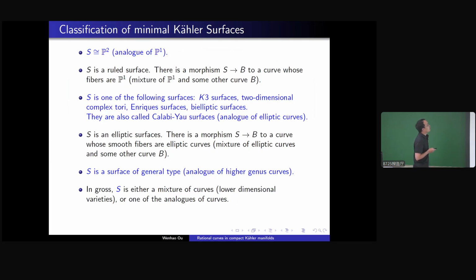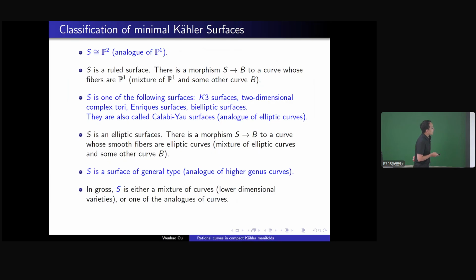And the second one, I have a list. These surfaces can also be called Calabi-Yau surfaces. And I say they are analogs of elliptic curves. Indeed, these surfaces are Ricci flat due to Yau's theorem, and so that means their curvatures are flat, which corresponds to the case of elliptic curves, because we have seen that elliptic curves have flat curvature.